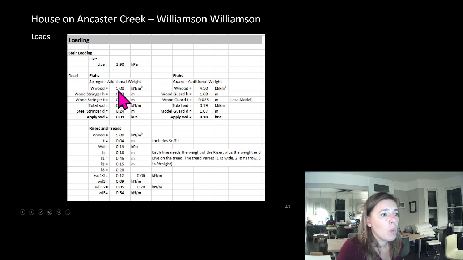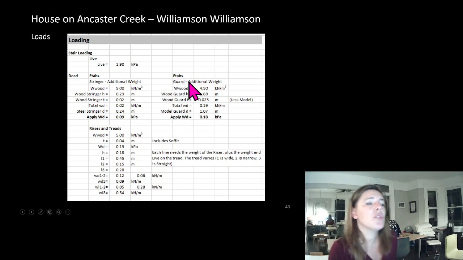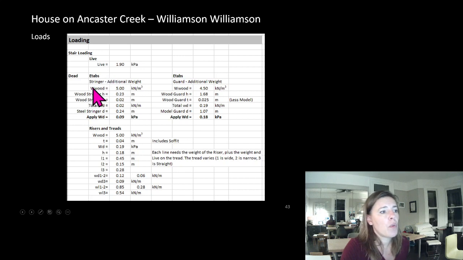I had wood paneling on everything, so you can see I have the weight of my stringers. I had an E-tabs. I usually track two. This is one for designing just my stringer. Here's the one for my guard. Risers and treads. These were the loads I was putting on it.